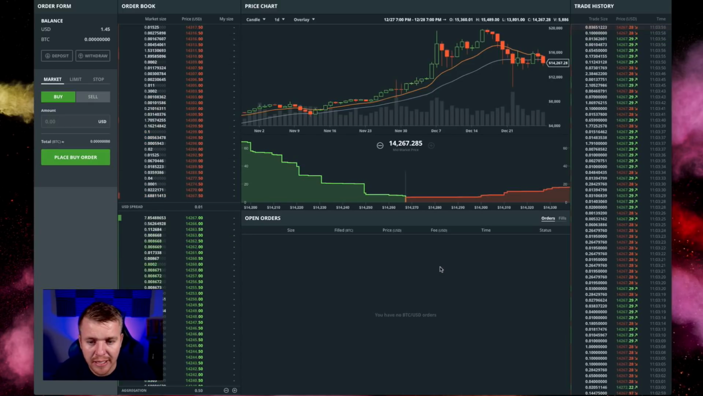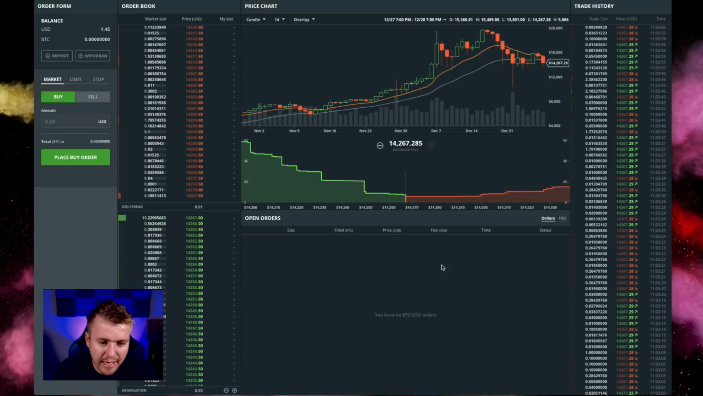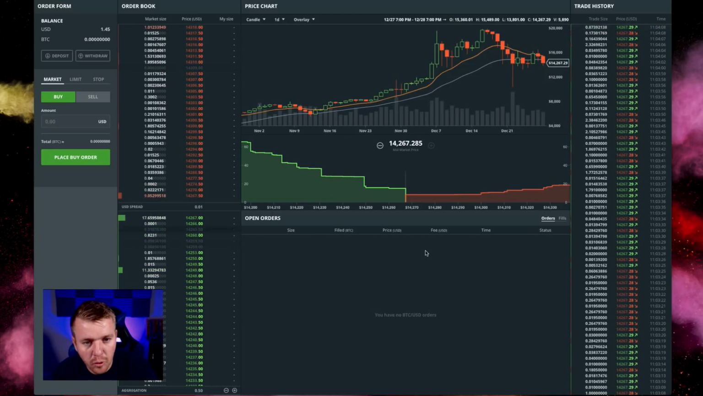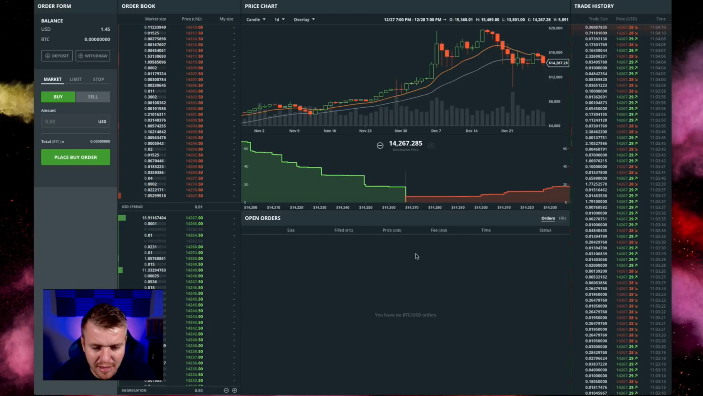It's easy. And if you guys haven't already, make sure you check out GDAX. If you're going to be trading, if you're going to be buying and selling, definitely check out GDAX. That way you don't have to pay the fees that you're paying with Coinbase. And you can actually get a lot better fills on some of these dips compared to using Coinbase.